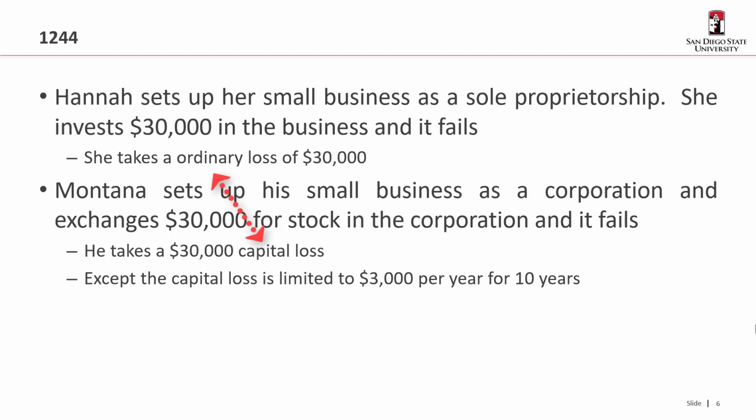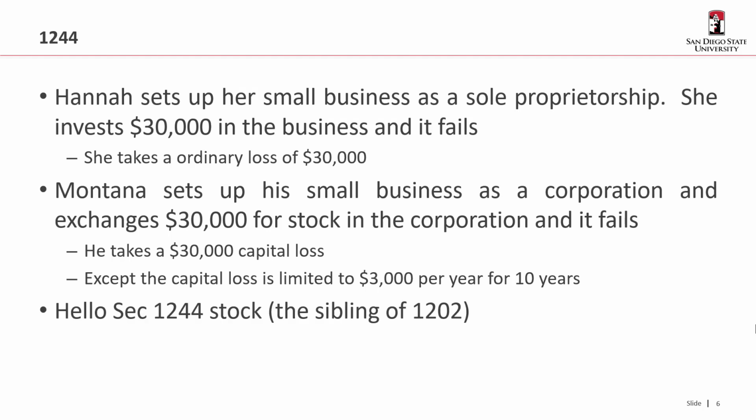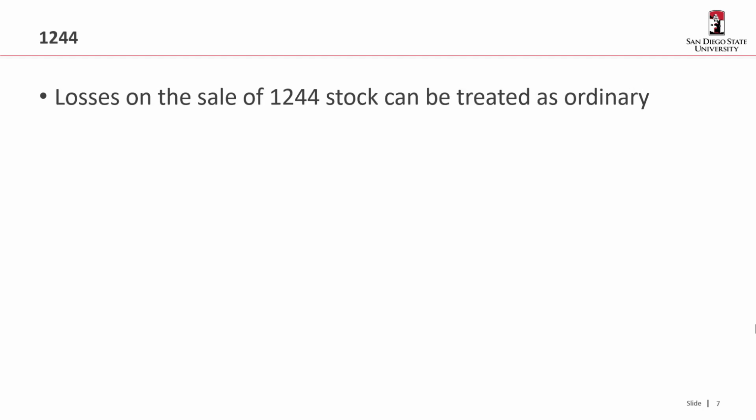So in order to create some equity so that small businesses wouldn't necessarily suffer loss limitations if they set themselves up as a corporation, the Congress wrote Section 1244. And again, it's a bit of a relationship with 1202. 1202 has to do with gains being tax exempt. 1244 has to do with losses being treated as ordinary losses.